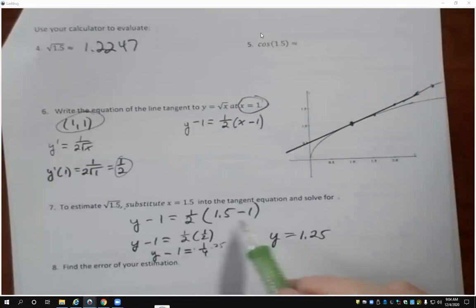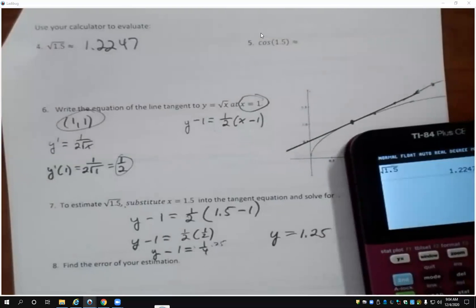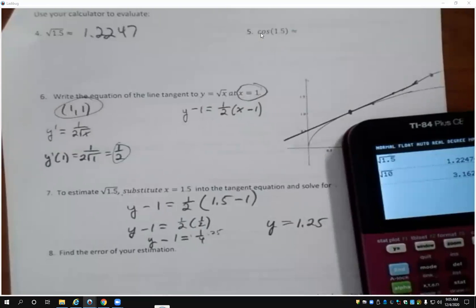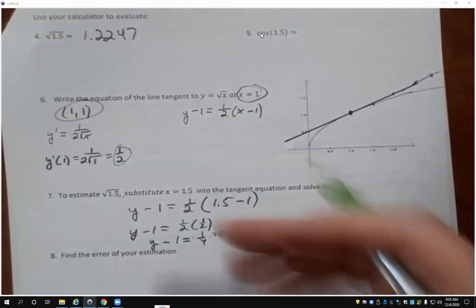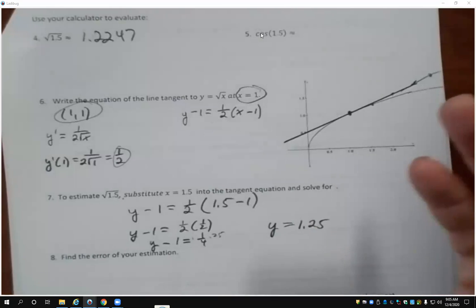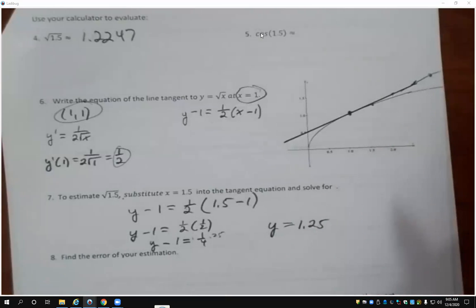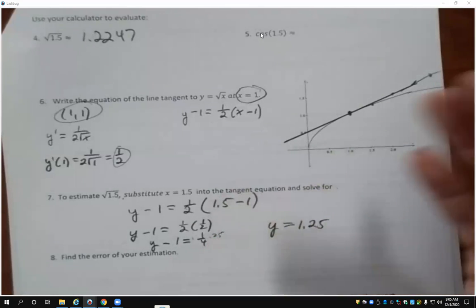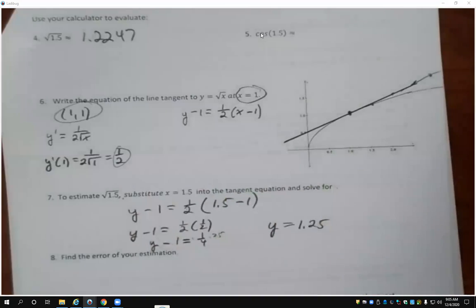10 minus 1 is 9. Half of 9 is 4.5. Add 1 to that, you get 5.5. Well, what is the square root of 10? Okay, the square root of 10 is 3.1, but we just estimated 5.5. Well, we used the wrong tangent line because that one's not good enough for us. Okay, so we would want to use the tangent line. If we're estimating the square root of 10, we probably want to use the tangent line at 9 when x is 9, because that 9 value is a square root we know, and then it's a lot closer to 10 than 1.